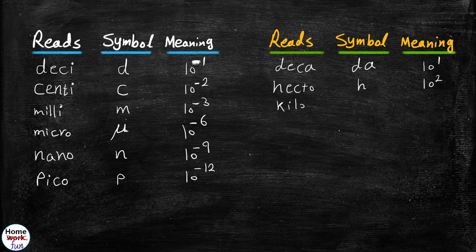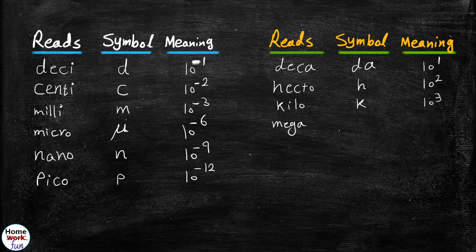Kilo, remember kilo from kilometers? That's 10 to the power of 3. So if I say 2 kilometers, that's 2 times 10 to the power of 3 meters. In other words, 2,000 meters. That is kilometer. Or kilogram. 1 kilogram is 1,000 grams. Nice. Let's get even bigger.